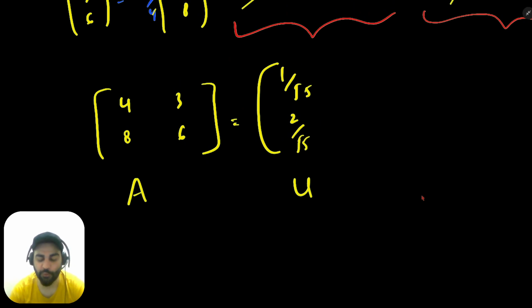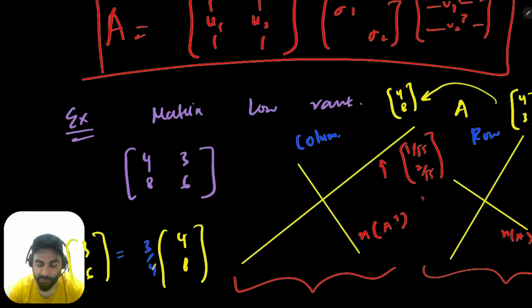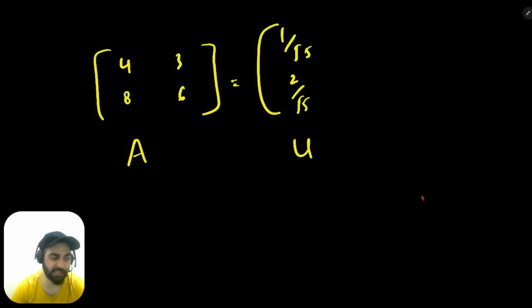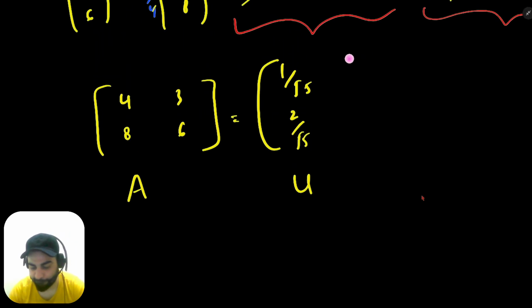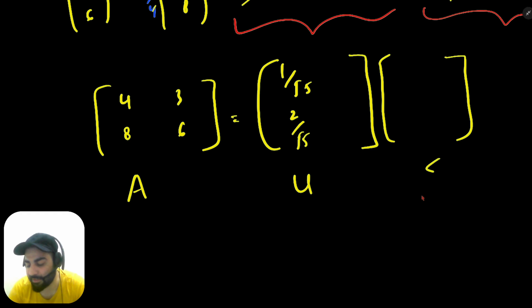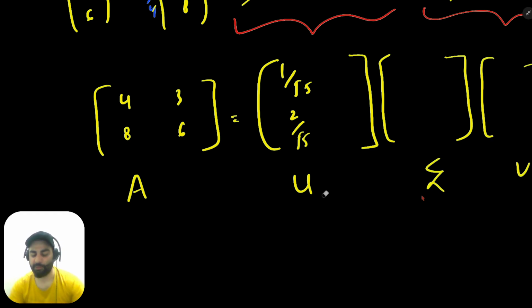I wrote 1 by root 5, 2 by root 5, because the column space was 4 8, which can be written as 1 2. Every vector in the column space can be represented in the form of 1 2. So that's how I got this U. Is it clear? Okay, so this is our U. Now you know there won't be a second U vector, because the rank is lower. Now we'll have the sigma matrix, and then we'll have V. This is capital U, then sigma, then V transpose.